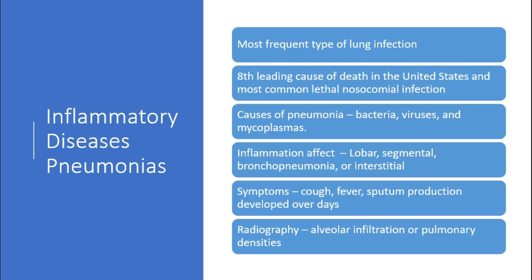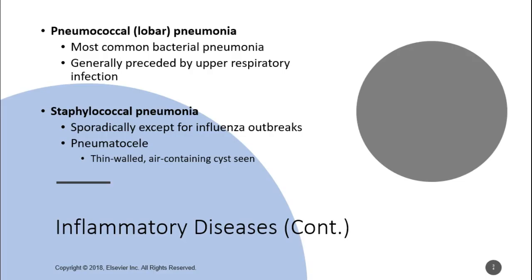All right, so pneumonias. Pneumonia is the most frequent type of lung infection, the 8th leading cause of death in the United States, and the most common lethal nosocomial infection. It can be bacterial, viral, or from mycoplasmas. There's lobular, segmental, bronchial pneumonia, and interstitial. The symptoms are cough, fever, and sputum production that develops over days, and radiographically we see alveolar infiltrations of pulmonary densities.